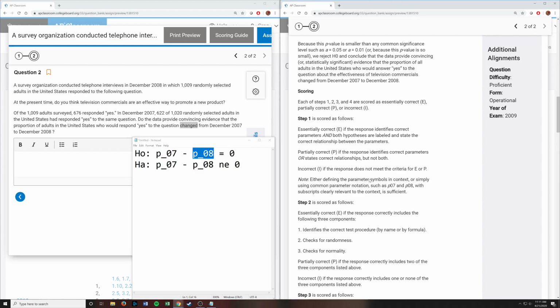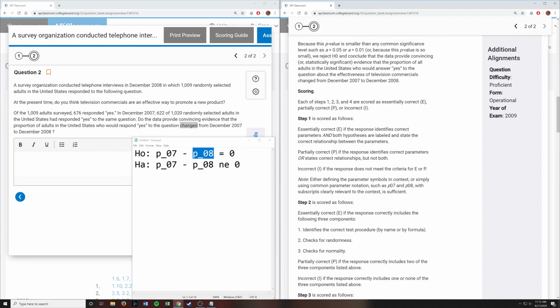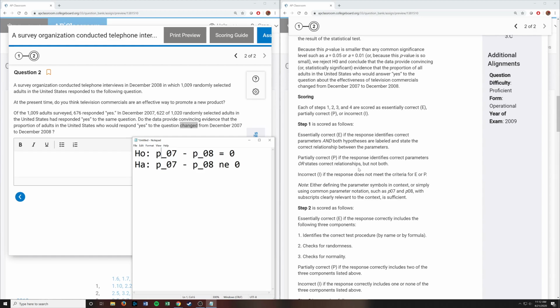It says either defining the parameter symbols in context or simply using common parameter notation is sufficient. Okay. Oh, so if you write it this way, then that's enough. You don't have to define them. Okay, there you go. So just putting like P1 minus P2, that would not work. If you're going to do that, you have to put subscripts on there that would represent the variables. If you're going to do P1 minus P2, you have to say what P1 and P2 mean.